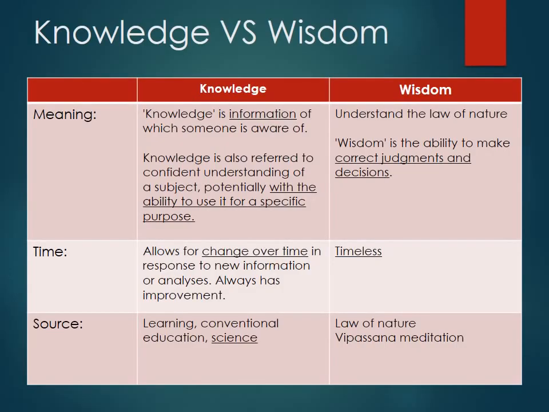First, we need to understand how to make the right or correct judgment and decision. In order to do that, we have to understand the laws of nature pretty well. And of course, the laws of nature do not change with time, so they are timeless. And the source of wisdom we can obtain, in Buddhism, we call it vipassana meditation. And there are some other different ways to obtain wisdom as well.